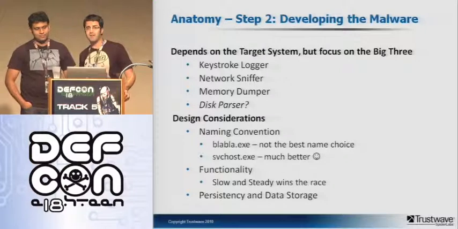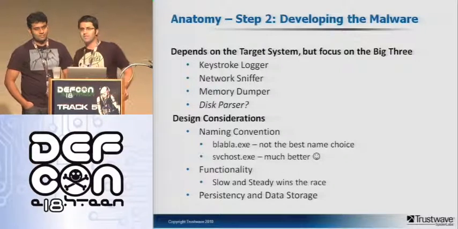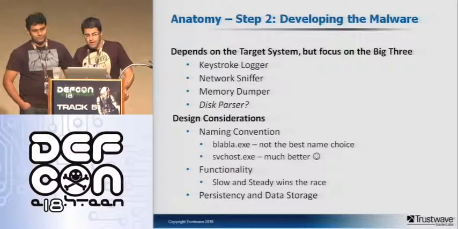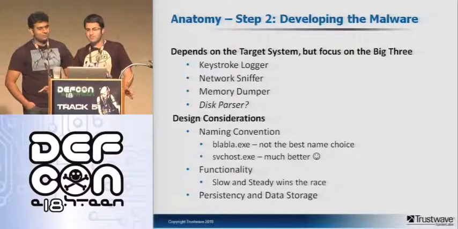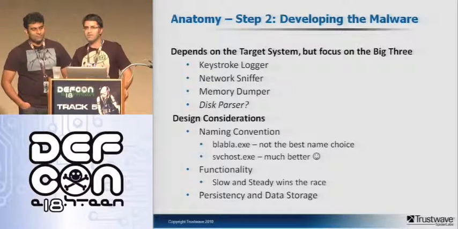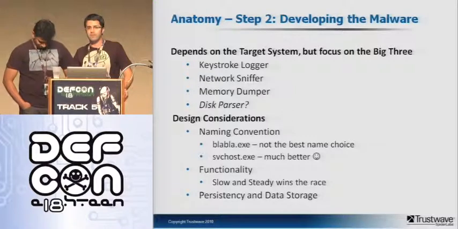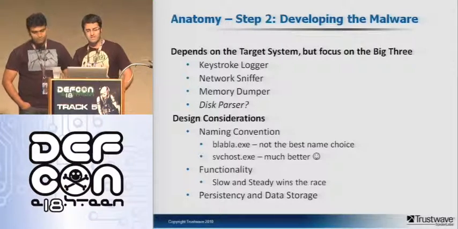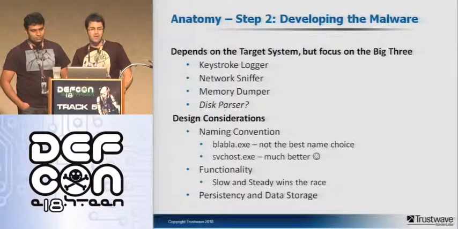So that's where you've identified the target. It may be a bank, an ATM network, or an organization that takes credit card information. Now developing the malware, so really we break these things down into the big three. These three functions are basically going to help you obtain the data in the most efficient way. So a keystroke logger, a network sniffer, and a memory dumper.